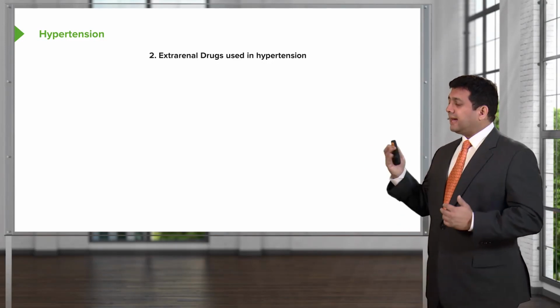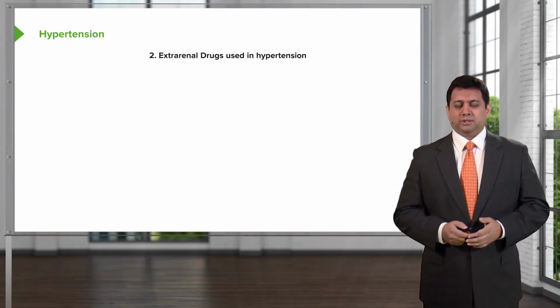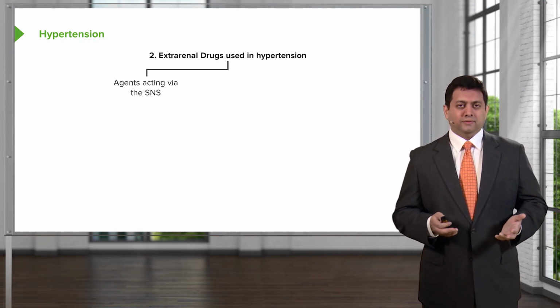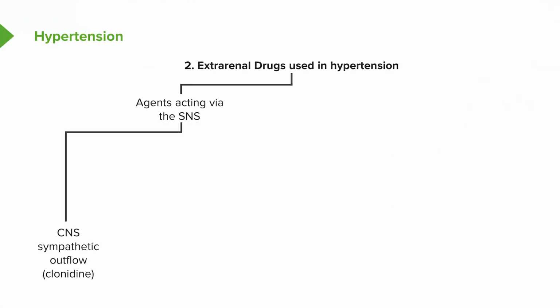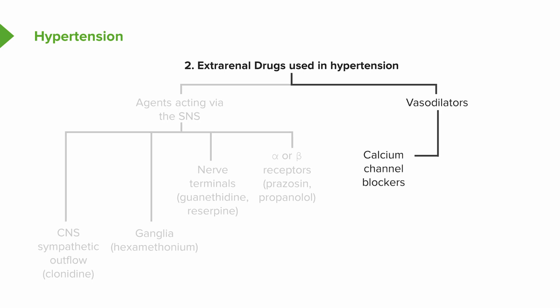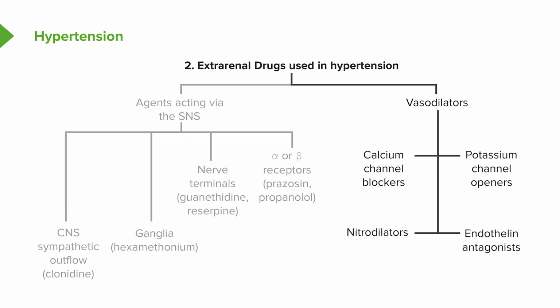Let's take a look at the extrarenal drugs that are used in high blood pressure control. We have, in the first group, agents that act through the sympathetic nervous system. These drugs include sympathetic outflow tract inhibitors, drugs that work on the ganglia, drugs that work on nerve terminals, and drugs that work on either the alpha or the beta receptors. The other class of drugs are the direct vasodilators. Those can include calcium channel blockers, potassium channel openers, nitrodilators, and endothelin antagonists.